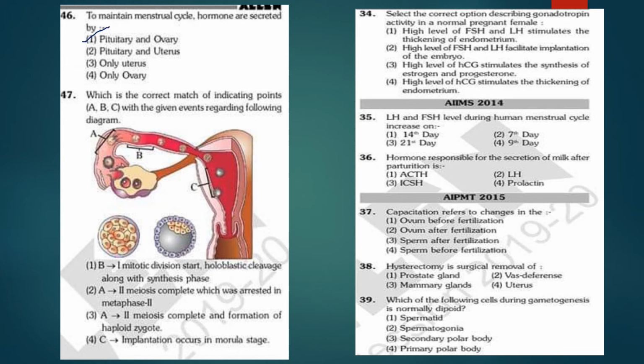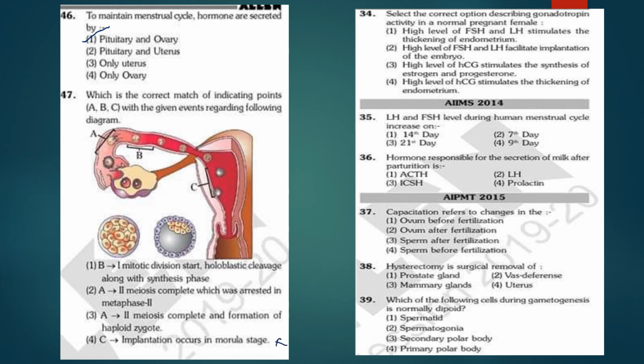Now coming to question 47, by looking at the diagram, we have to identify the correctly labeled one. Here this is A, B and C. This is the blastocyst which is undergoing implantation. It is the blastocyst stage, not the morula stage, so this one is the wrong one.